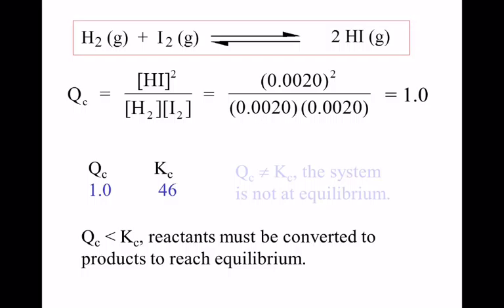Since our snapshot, our reaction quotient, is less than our equilibrium constant, it's not large enough. So we need to form more product. Okay, final answer.